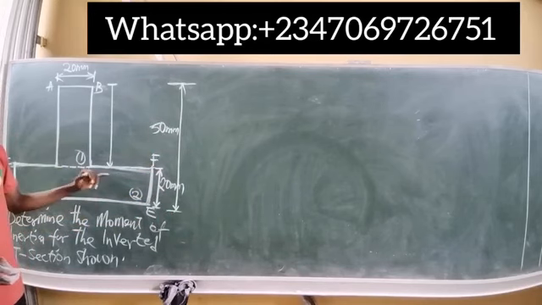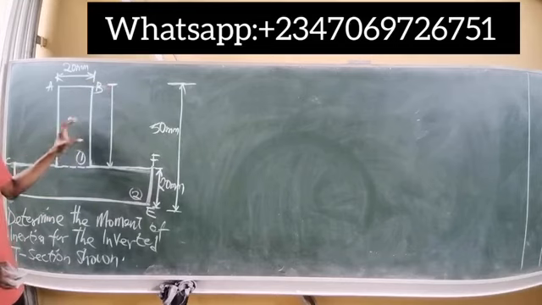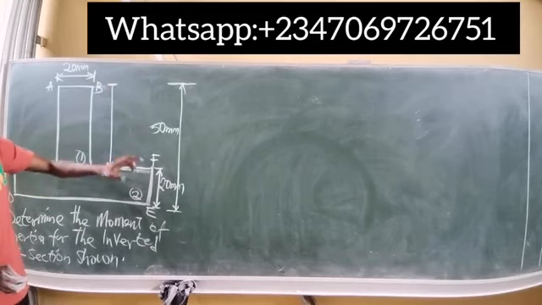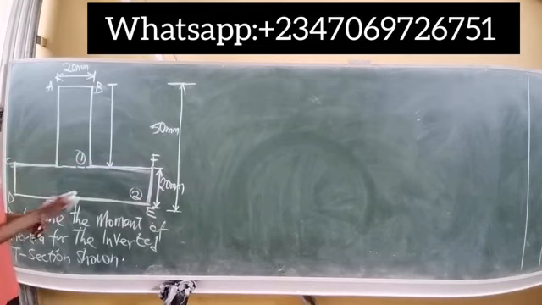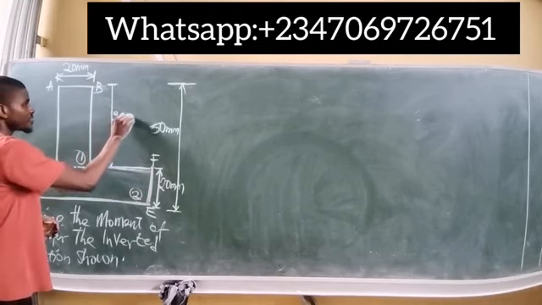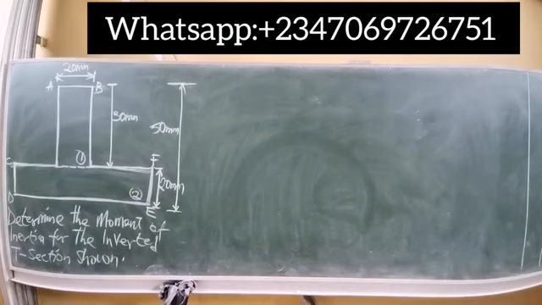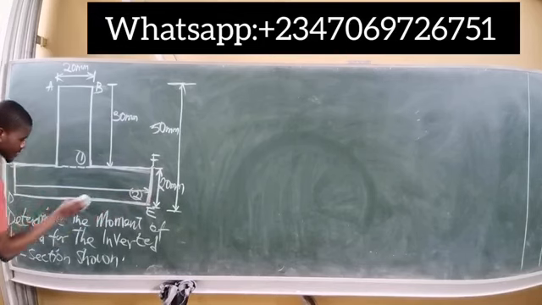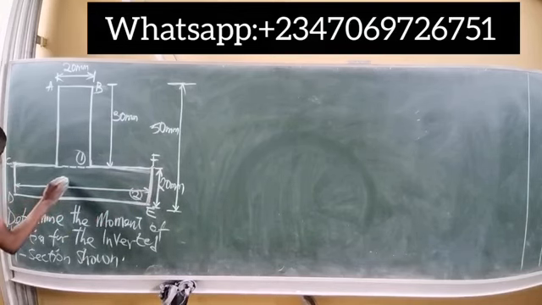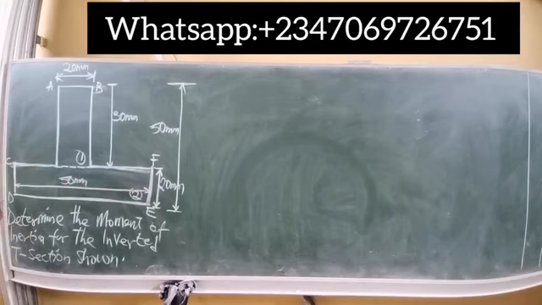So in order to obtain the distance from this point to this point, or the depth of this first rectangle, I will simply remove 20 millimeter from 50 millimeter. That simply gives me 30 millimeter. So the depth of this first rectangle is simply 30 millimeter. Not forgetting, this width is given as 50 millimeter. Please don't forget. That's simply from D to E. That's 50 millimeter.